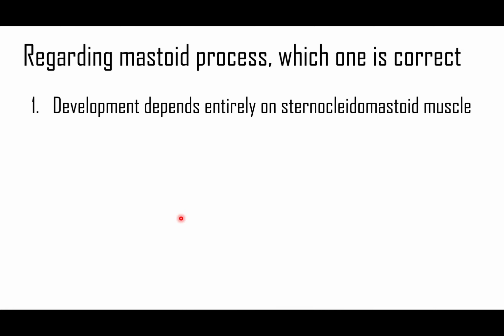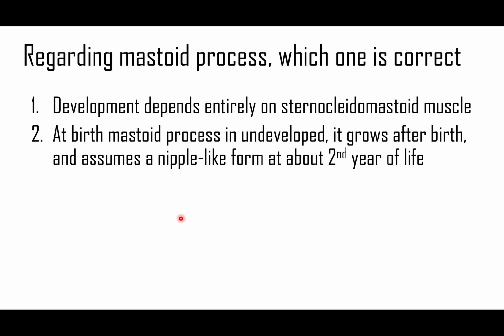The first option is that mastoid process development depends entirely on the sternocleidomastoid muscle. The second option is at birth, the mastoid process is underdeveloped and it grows after birth and assumes a nipple-like form at about the second year of life.